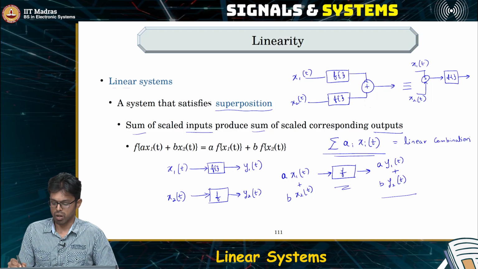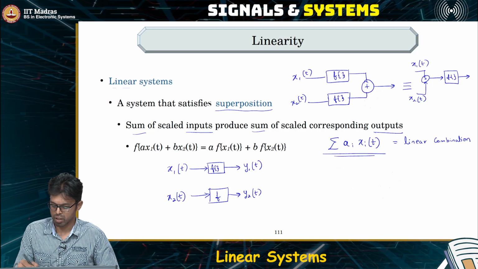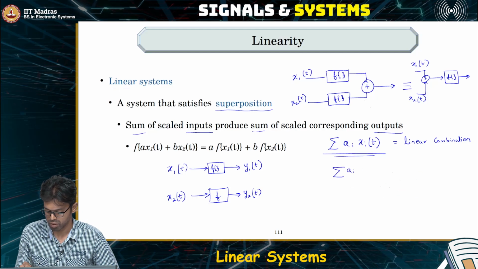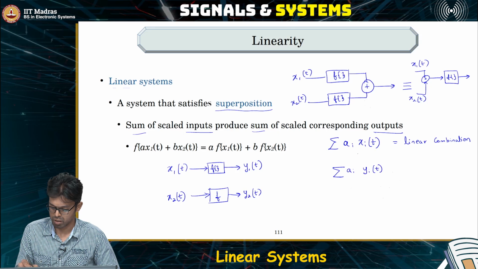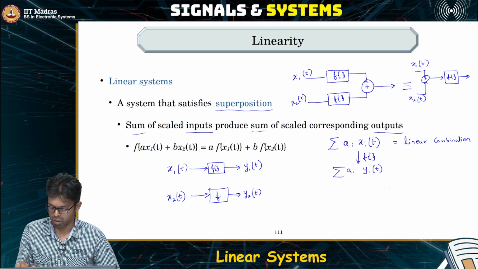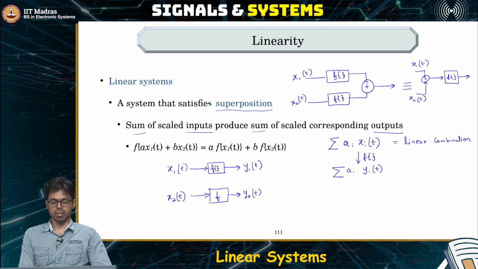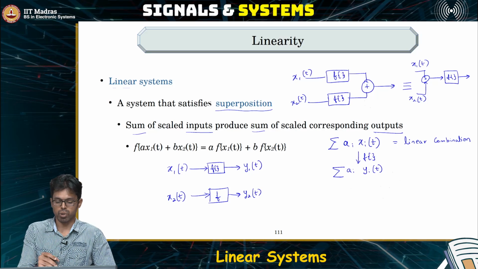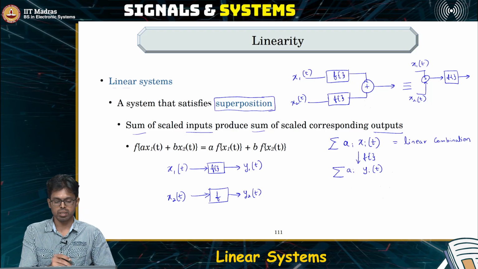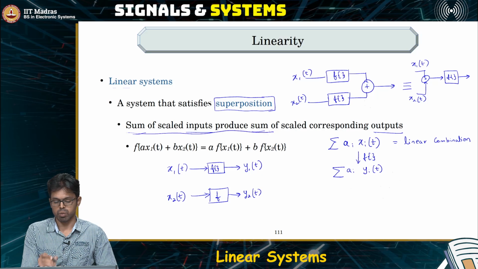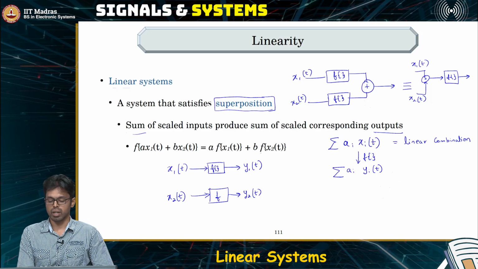So a linear combination of inputs produces a linear combination of the corresponding outputs. If this is the case at the output of a system, such a system is called a linear system, and this property is called superposition. You can define superposition as the property under which the sum of scaled inputs produces the sum of scaled corresponding outputs.